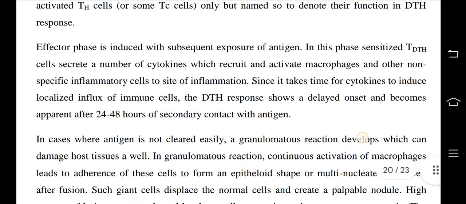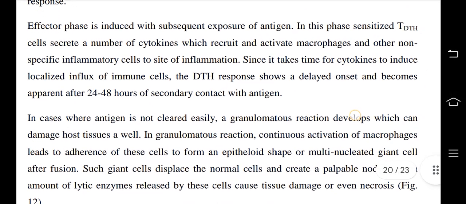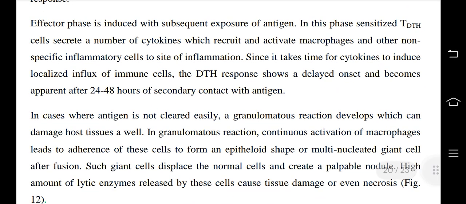Effector phase is induced with subsequent exposure of antigen. In this phase, sensitized TDTH cells secrete a number of cytokines which recruit and activate macrophages and other non-specific inflammatory cells to the site of inflammation. Since it takes time for cytokines to induce localized influx of immune cells, the DTH response shows a delayed onset and becomes apparent after 24 to 48 hours of secondary contact with antigen.